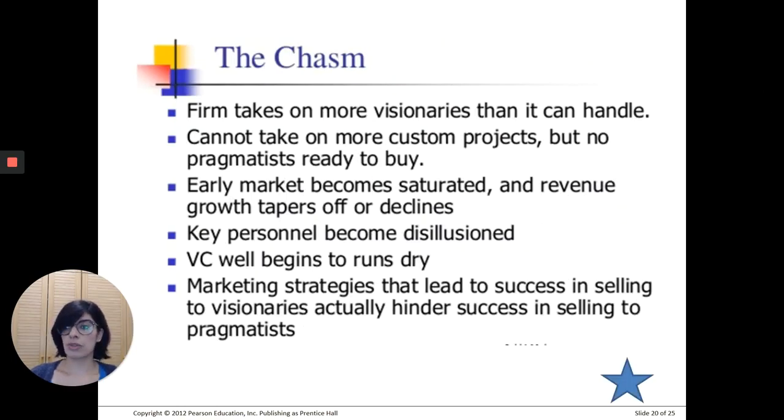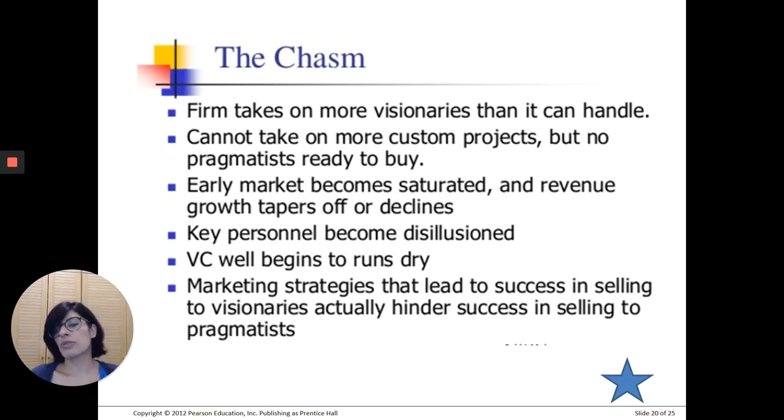So in the chasm, when you're in that chasm between the visionaries and the pragmatists, a business can actually take on more visionaries than it can actually handle. And it's at the point where it can't take on any more custom projects but then no pragmatists are ready to buy. And the early market becomes saturated and there's a revenue gap. There's revenue growth, but it either tapers off or it declines completely. And your team becomes a little bit disillusioned, like, what are we doing here? Is this really worth it? Should we invest anymore? And maybe your venture capital starts to run out.